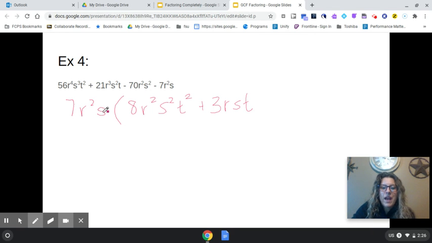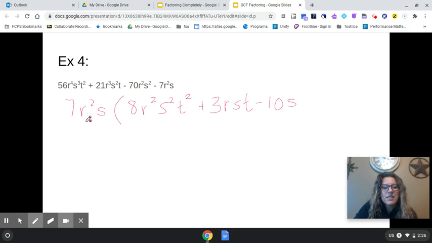7r squared s times something should give me negative 70r squared s squared. So if we think about the number, 7 times negative 10 gives me the negative 70. R squared multiplied by nothing else because we need just r squared. So I don't want to multiply it by another r because I do not want to increase that power. But s times s would give me s squared. So I do need that s on the negative 10.